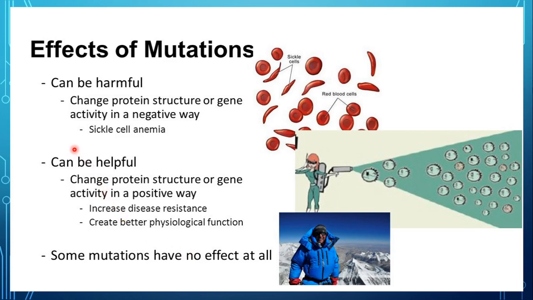Then we come to the effects of mutation. What happens due to mutations? Mutations can be harmful, they can even be helpful, and some may not have any effect at all. Harmful, they can change the protein structure or gene activity in a negative way, like we have seen in sickle cell anemia. Then can be helpful, changing protein structure or gene activity in a positive way, like increasing disease resistance, or creating better physiological function.